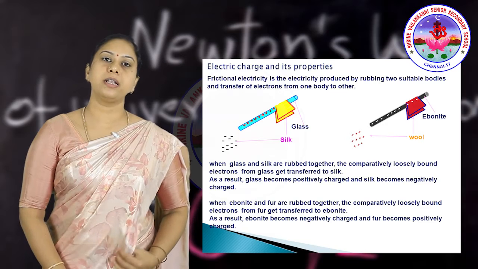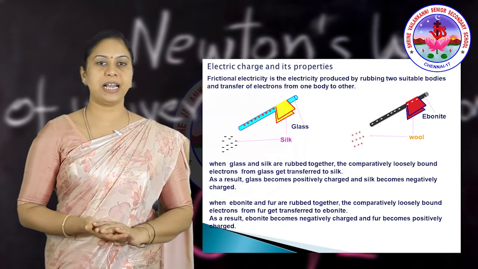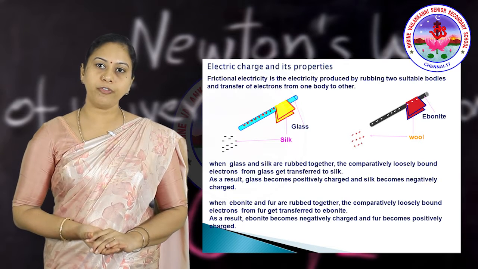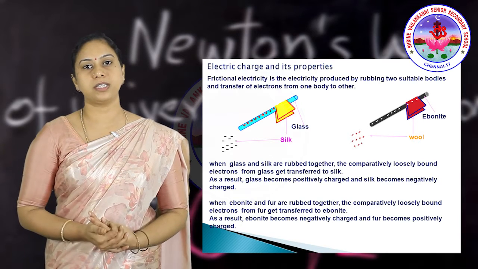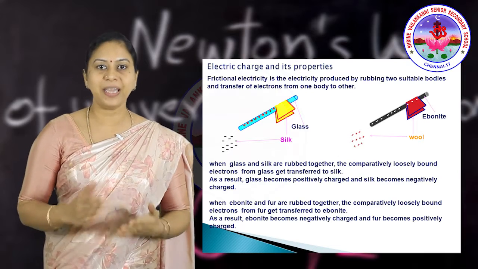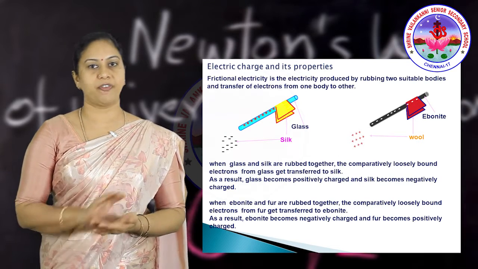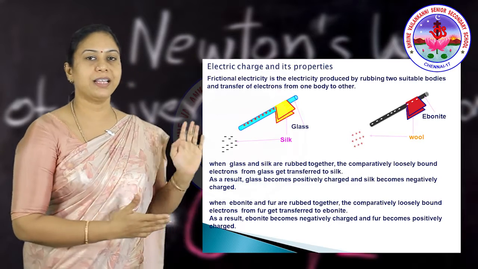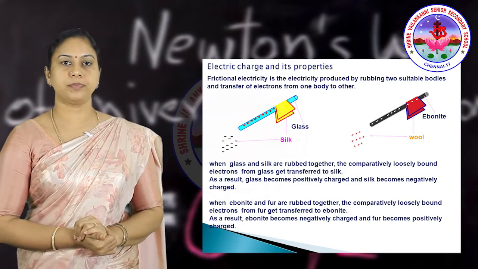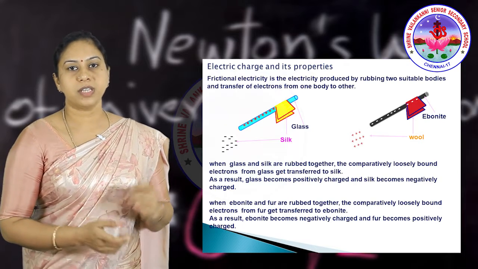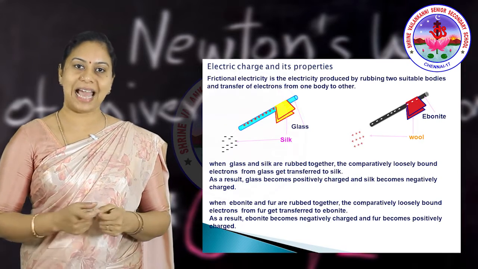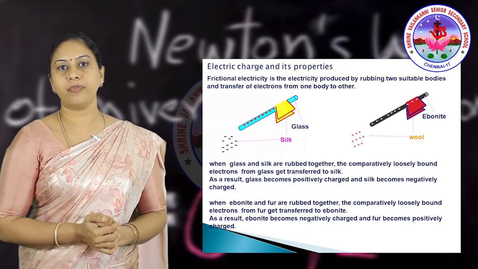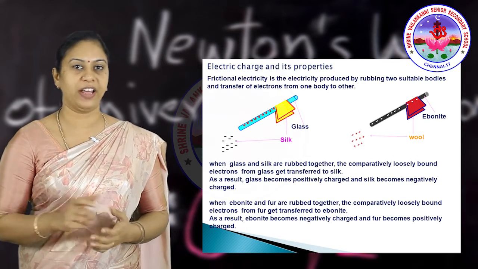Electric charges and their properties we will see. Here we can talk about frictional electricity, which is the property produced by rubbing a body over another surface. We can understand this clearly by seeing the diagram. In the first diagram we have a glass rod with a silk cloth. In the next diagram we have an ebonite rod with a fur cloth.